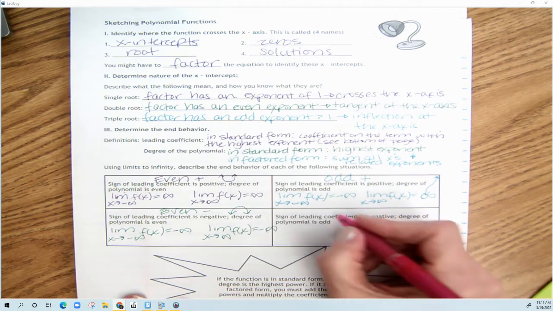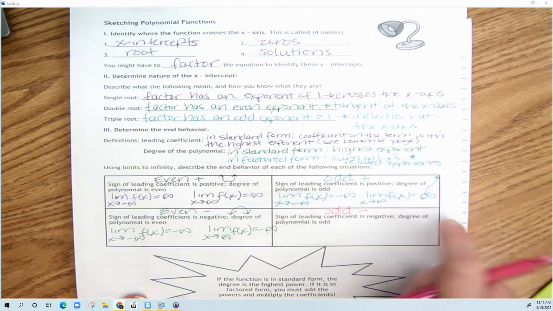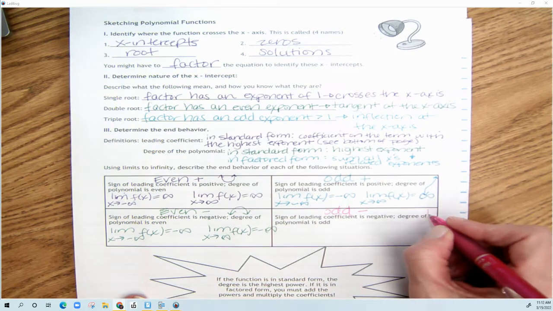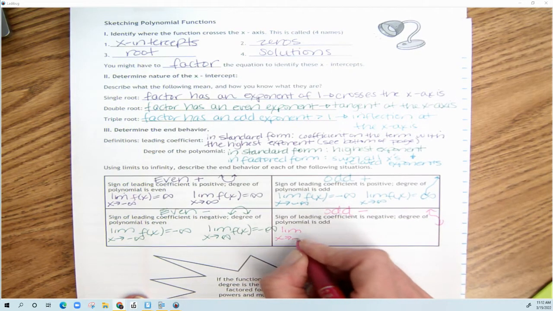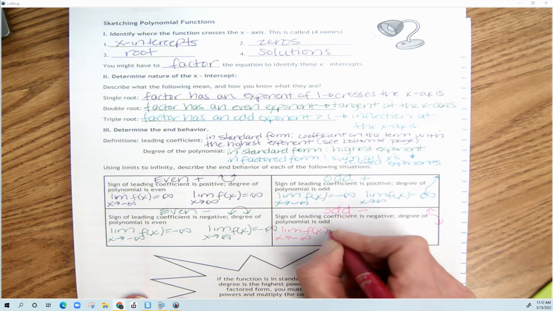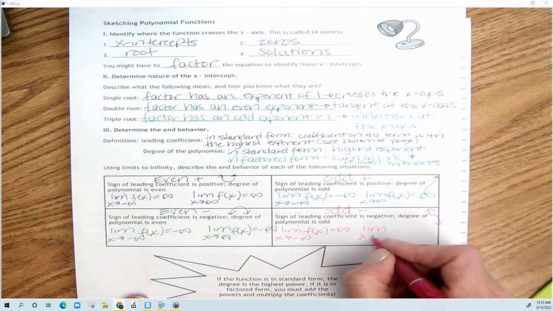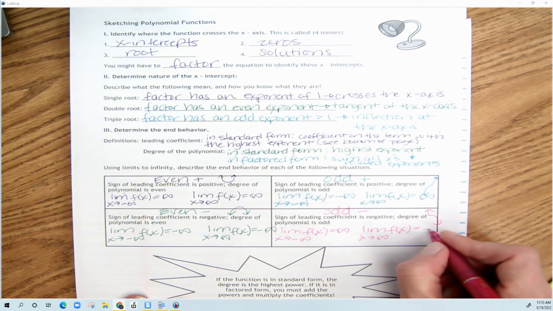And finally, we have odd and negative, which is the opposite of this one. So if this one goes down on the left, up on the right, this one is up on the left and down on the right. So the limit as x goes to negative infinity, so on the left it's going up, and the limit as x goes to infinity, that's on the right, it's going down.